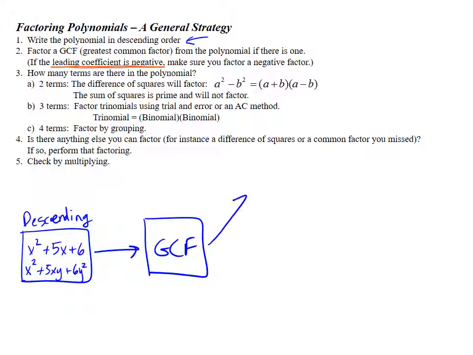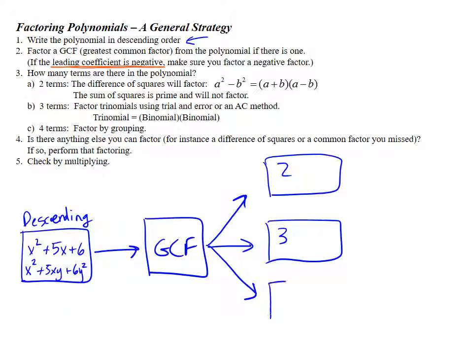After that, our factoring rules have all been based on how many terms we happen to have. Do we have 2 terms? Do we have 3 terms? Do we have 4 terms? If you have 2 terms, you're going to mainly be looking for a difference of squares. Okay, so that's what you're going to do for a difference of squares. Remember, the sum of squares is prime, it's not going to factor.